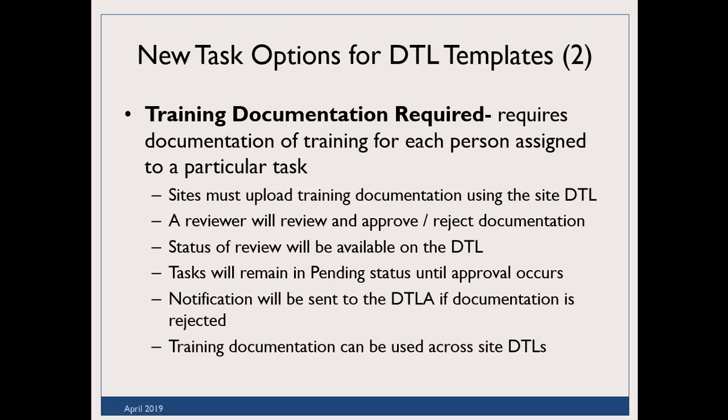There's also the ability to set training requirements on a particular task per person. So that person, when they're assigned the task, has to submit the training requirement to make that task go to an active status. Sites will upload their training document using the DTL. A reviewer will review and approve or reject that documentation. The status of that review is available in the DTL. The task remains pending until it is approved. And if it's rejected, a notification by email will go to the DTLA.